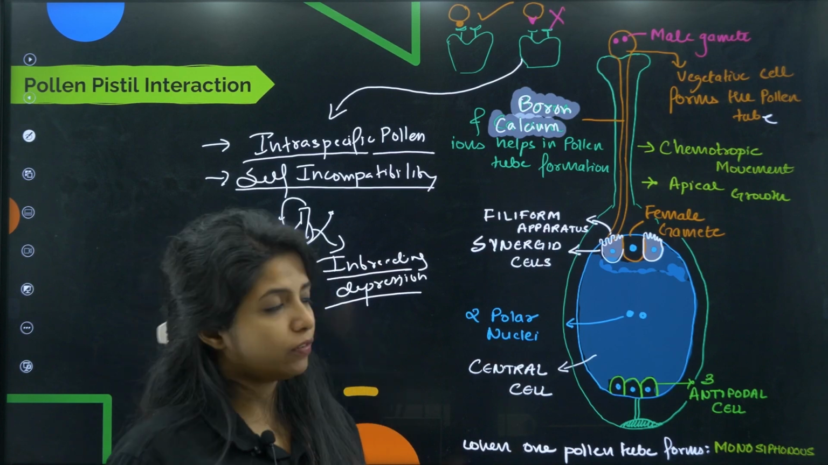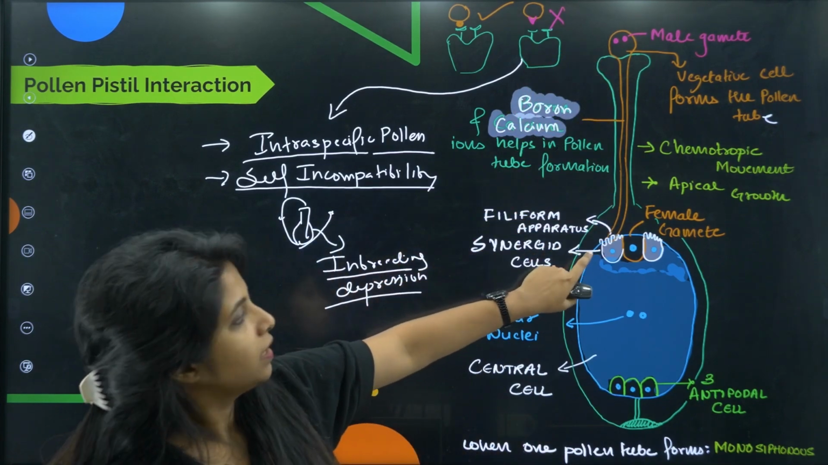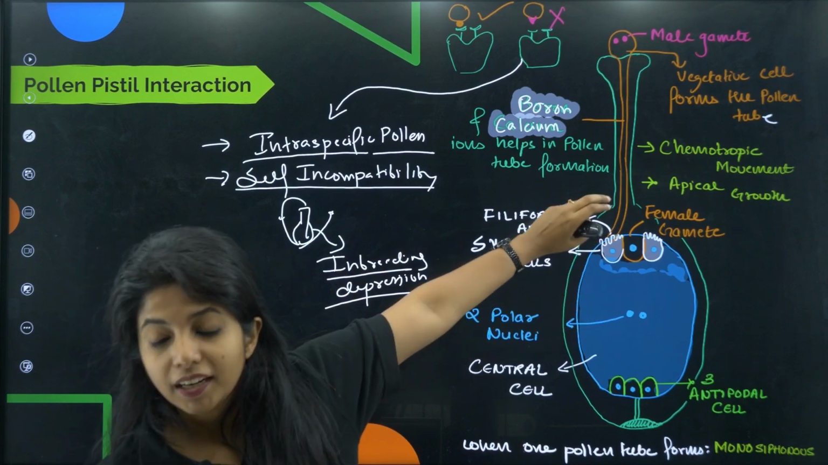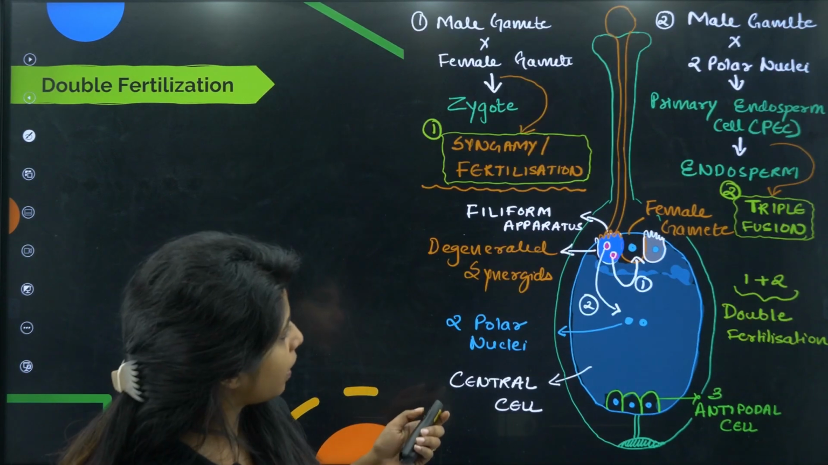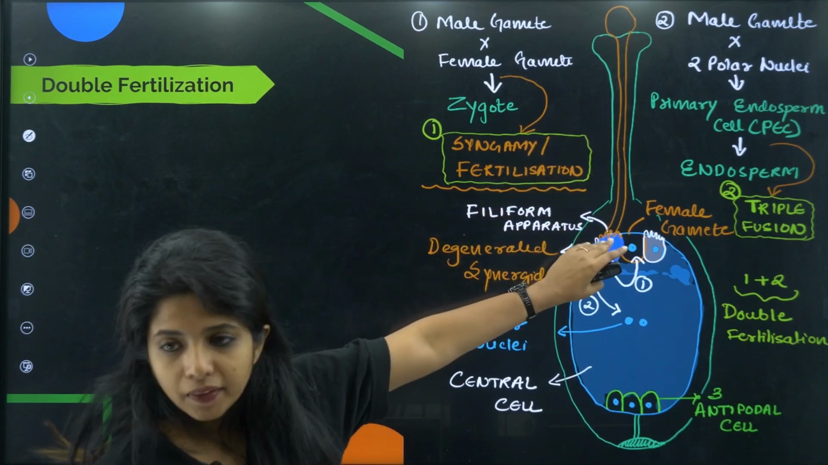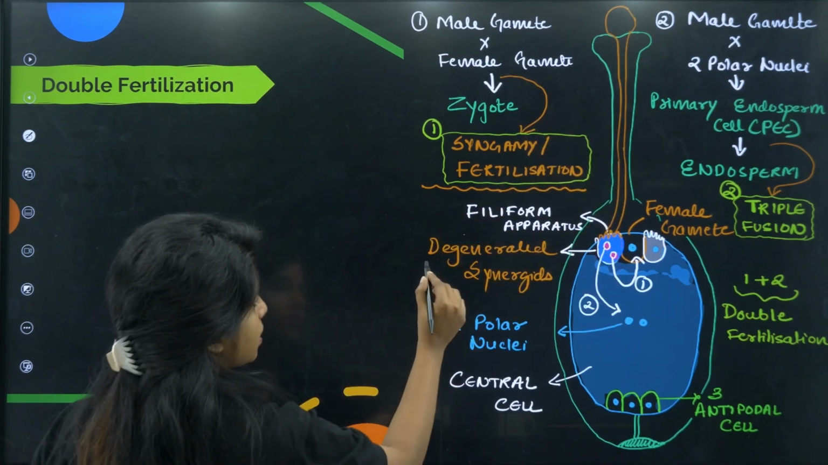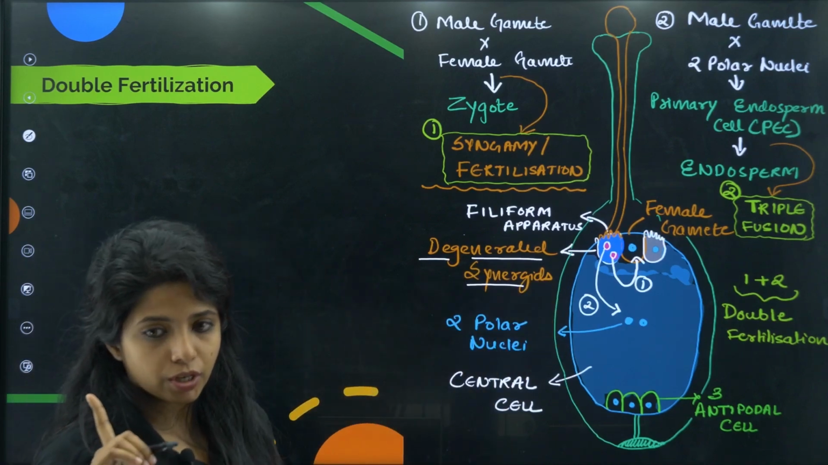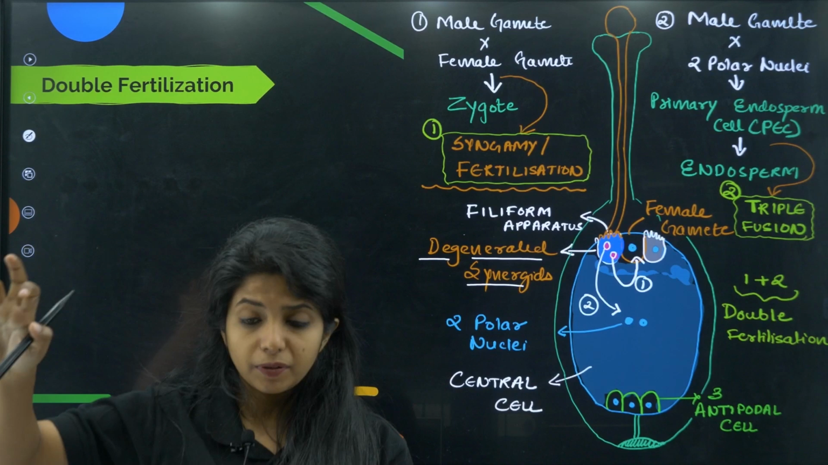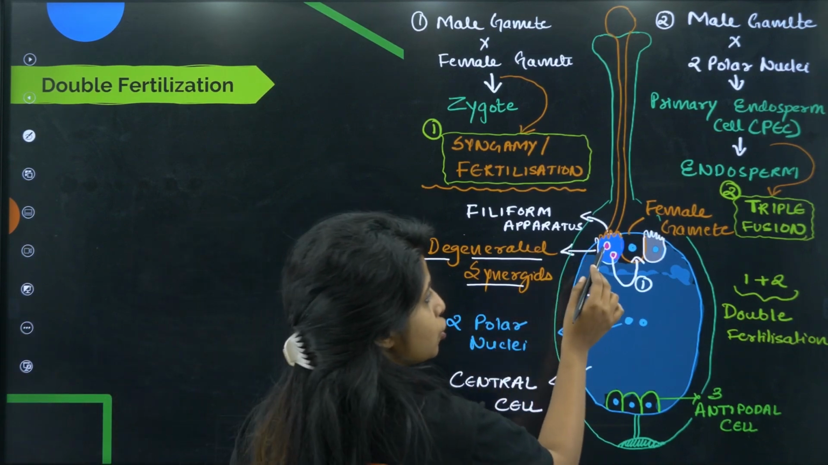Now what will happen? I'll tell you the story. The male gametes came and reached the synergid. Now what will happen to the synergid, children? I hope I have a diagram. Yes, so over here it came. Before the male gametes enter, the synergids that you see over here get degenerated. It's a very important question again. So the filiform apparatus comes to the synergid, the synergid degenerates, and it has the two male gametes.